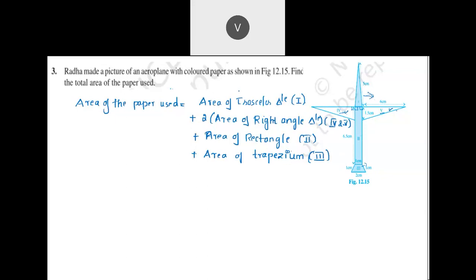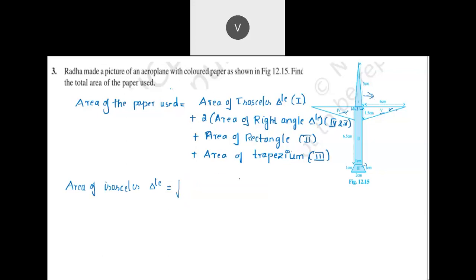Okay, first we will find the area of isosceles triangle. How will you find area of isosceles triangle, children? By Heron's formula, ma'am. Yes. So we can use Heron's formula here. What is that formula? Half b into root of 4a square minus b square. Don't use that formula. That formula is not there for 9th.